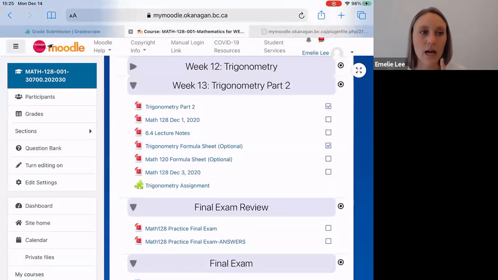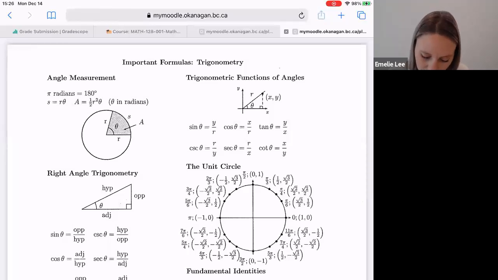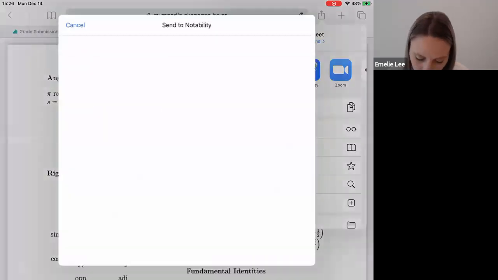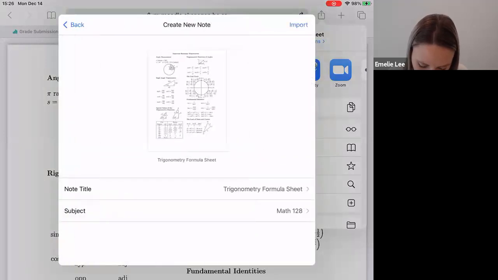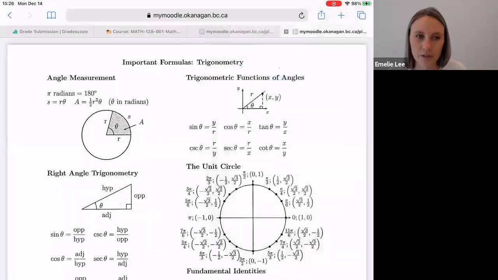Yeah, so on Moodle, I posted 2 formula sheets. One's called the Math 120, which is just the pre-calculus general formula sheet. The one that's really, really useful is the trigonometry formula sheet, okay? And it looks like this. So I'm actually gonna bring this into my notes here so that we can refer to it. Okay.